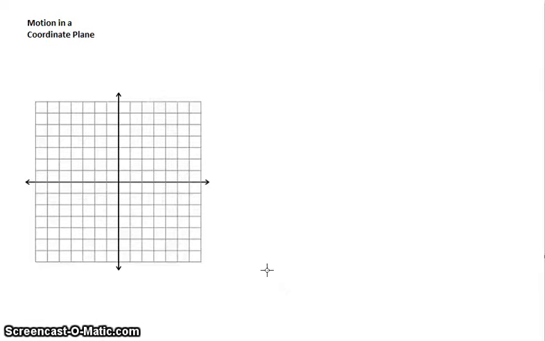Welcome to lesson 2 of Unit 4, and today we're going to be talking about motion in a coordinate plane. So we're going to be talking about how we can move shapes in the coordinate plane, or basically we're going to be graphing all day long. So the first type of motion that we're going to be looking at is translation.